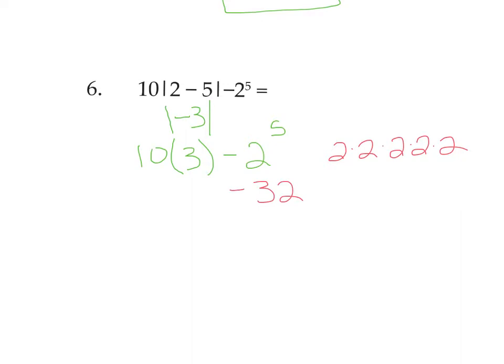This negative sign comes straight down. Because it's not part of the base, it just comes straight down. And we still have 10 times 3 here. Now we have a multiply and we have an add. So we're going to multiply first. 10 times 3 is 30. Minus 32 leaves us with -2.